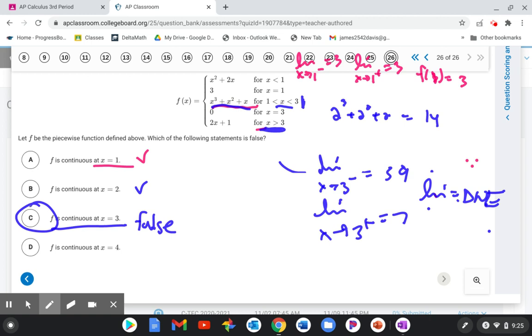That's got to be it. You could just double check f is continuous at 4. For that, we would just use this bottom function for all 3 cases. So it would be continuous. It would be defined. It would be 9. So C is the wrong answer.